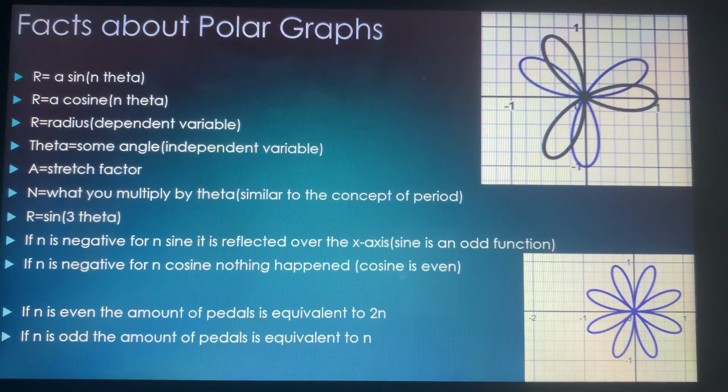However, for cosine, nothing happens when the n value is negative because cosine is an even function. And as we know about evens, f of x equals f of negative x. So if theta is negative, that's the same as if it were positive.